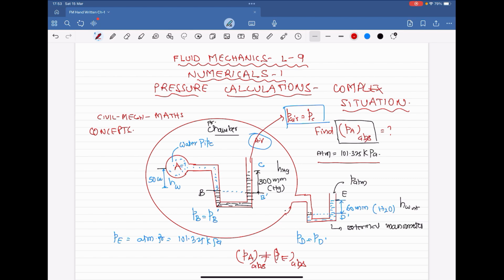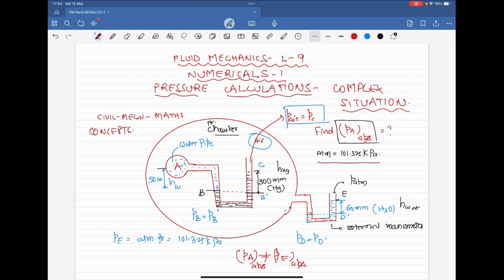and the mercury manometer along with the water pipeline under pressure is enclosed in another pressure environment, a chamber in which air is putting some more pressure, and that whole combination is connected to a water U-tube manometer which is open to the sky, and the water column in that external manometer connected to sky is 60 mm.